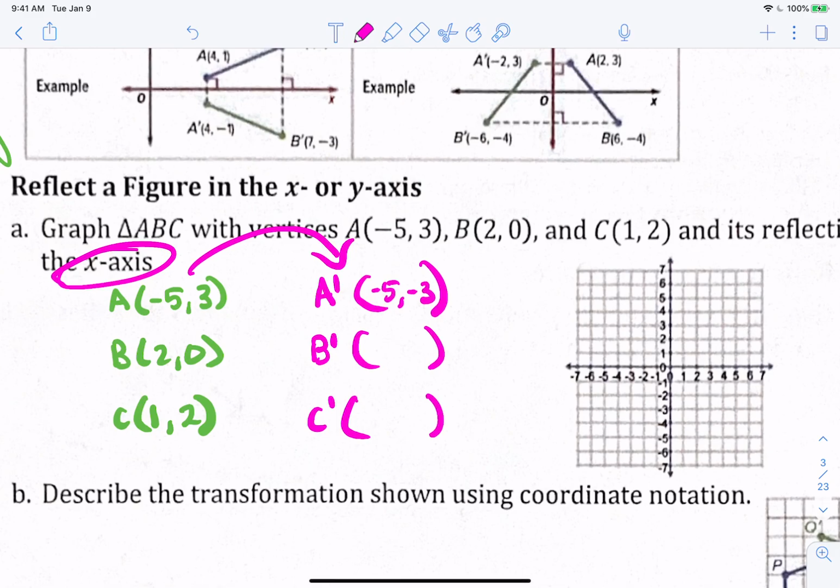How do you make the y coordinate negative when it's 2, 0? It stays 0. It's like 2, -0, but that stays as 2, 0, right?